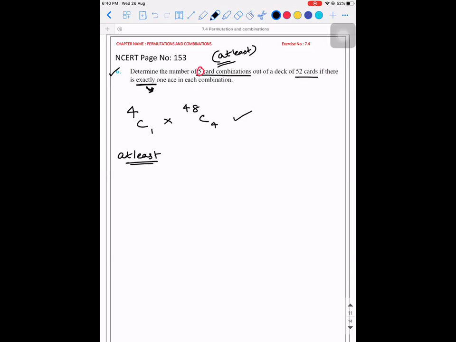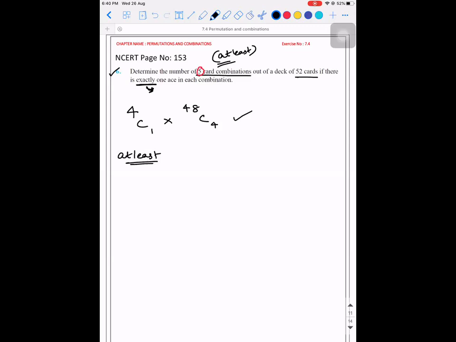If I say at least one ace is possible, what is the meaning? It means I'm selecting one or more aces. I can have one ace or more, but definitely I should have a minimum of 1, and the maximum possible is 4. So there will be one such condition.